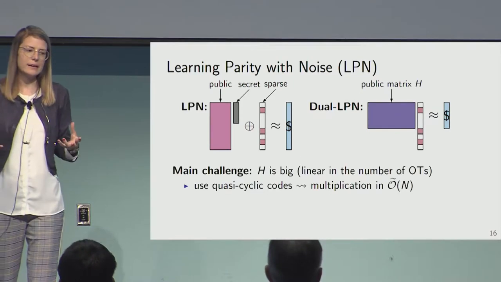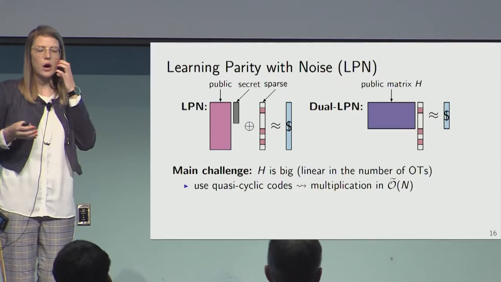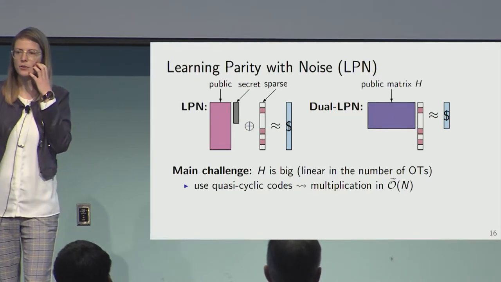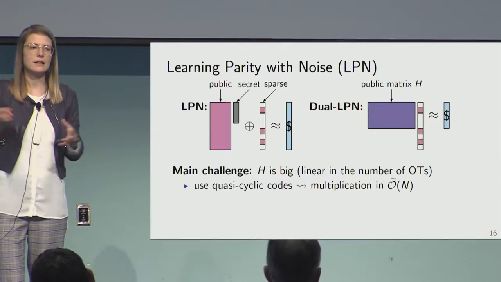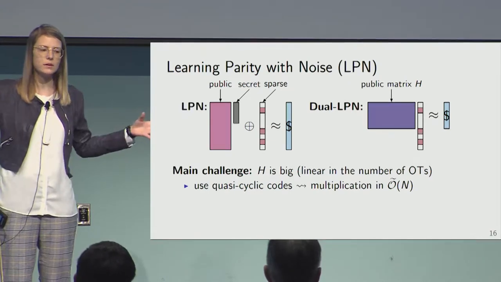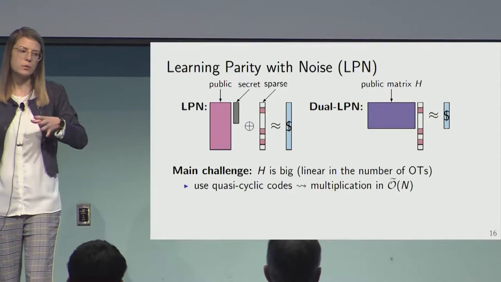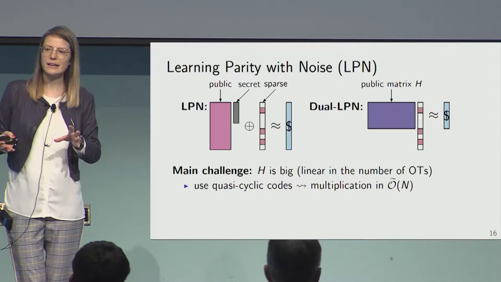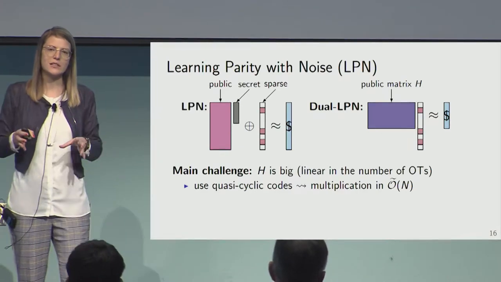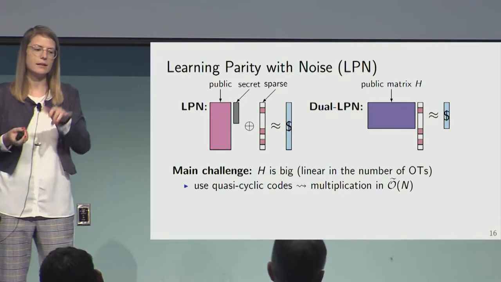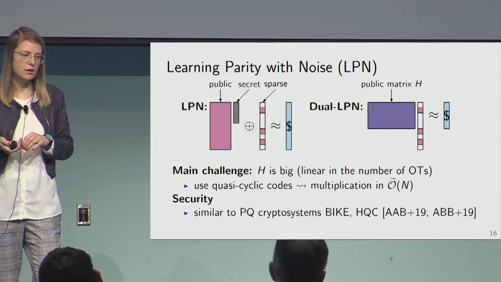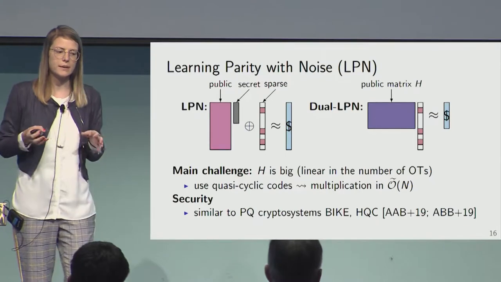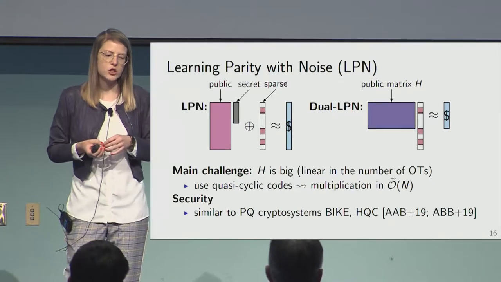The main challenge here is in terms of computation, because this matrix is big. It will be linear in the number of OTs, and if we're interested in generating 10 million OTs, then this will be a big matrix. So we use quasi-cyclic codes, where the multiplication basically becomes a polynomial multiplication, so quasi-linear in the number of OTs. And the security that we get is similar to post-quantum cryptosystems like BIKE or HQC.